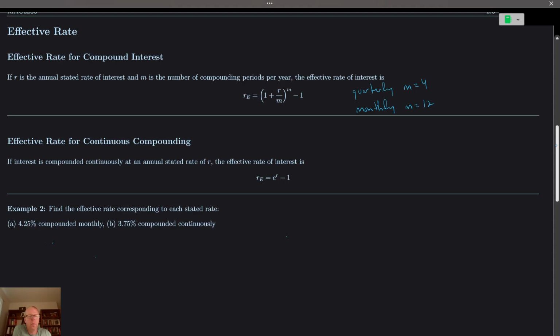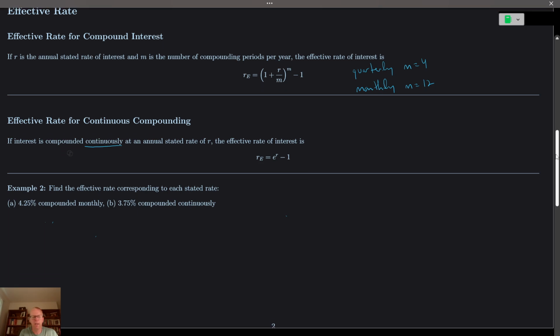And so it's really just a matter of remembering this formula and plugging it in. So not a big deal. If the interest is compounded continuously at an annual rate of R, the effective rate equals e to the R minus 1. All right, so easy enough. Let's look at a couple of examples.